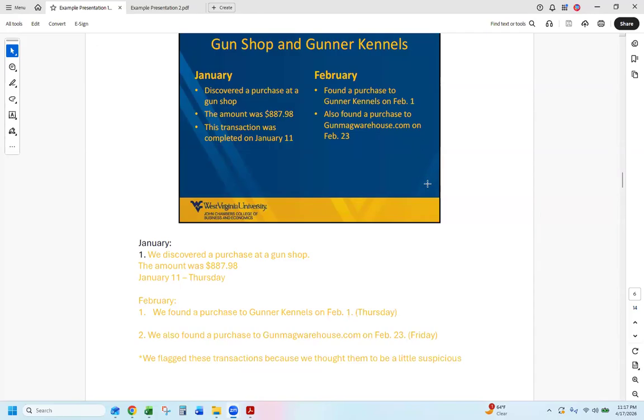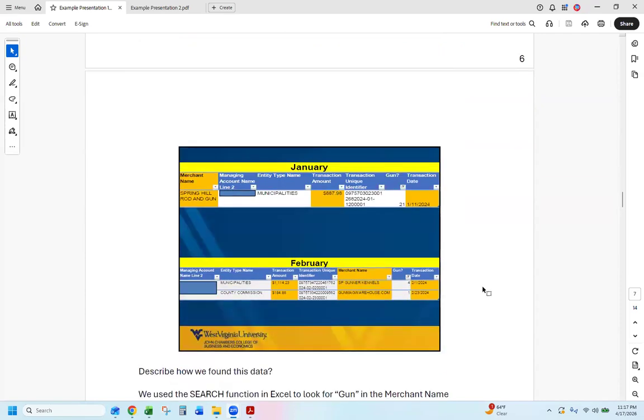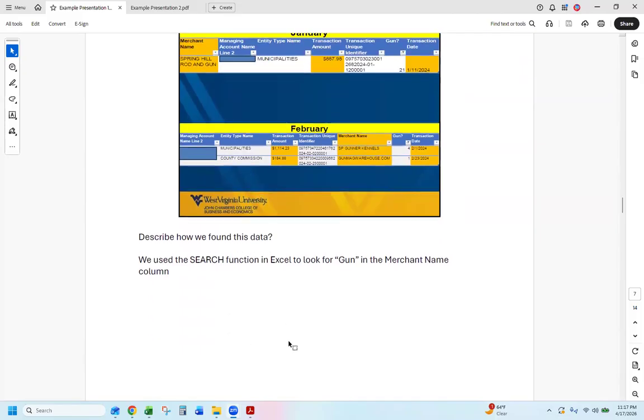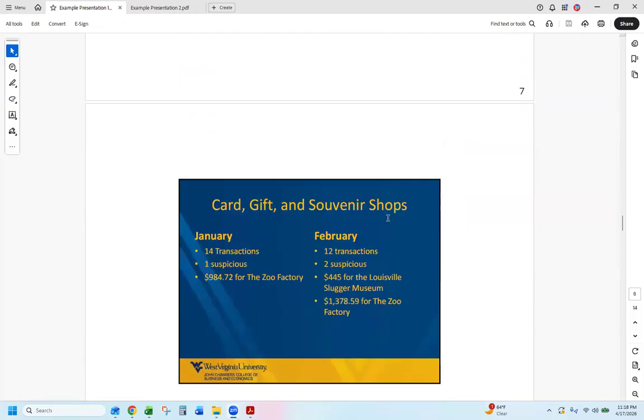It's not like it's the Board of Education buying a gun, or who else? The county clerk or something. It's a police department. And I guess it was the county commission here from the gunmagazinewarehouse.com. That's kind of funny that was the example I gave. But regardless, what else? Card, gift, and souvenir shops.